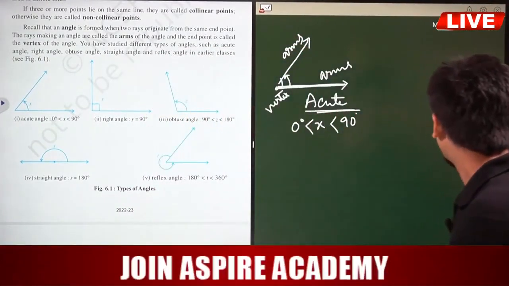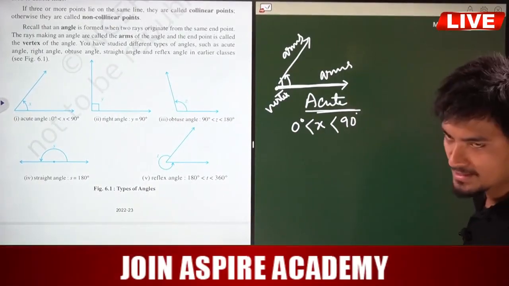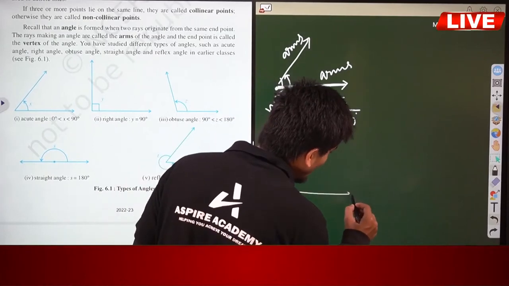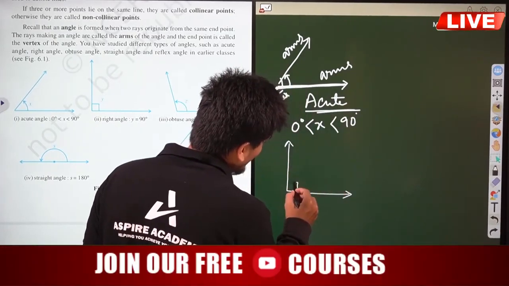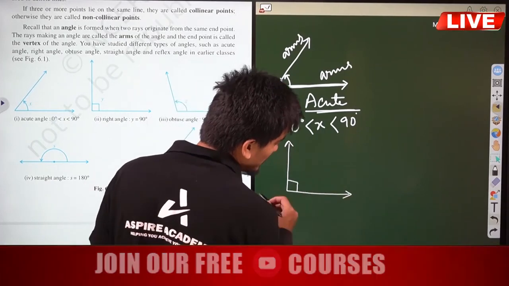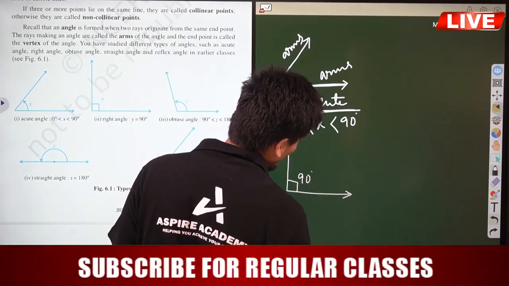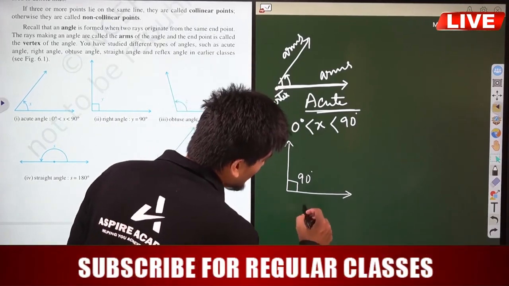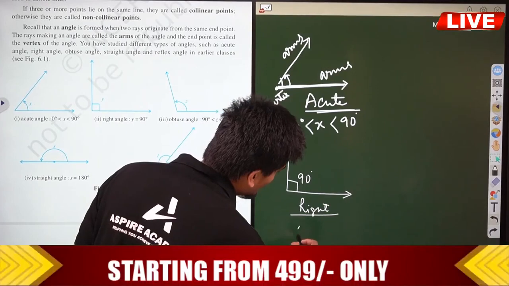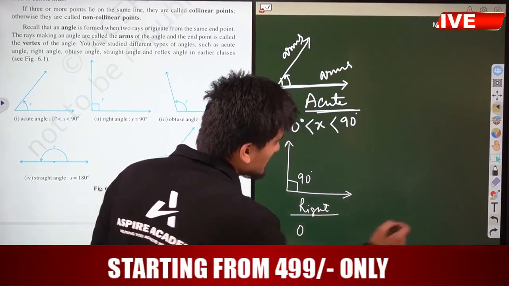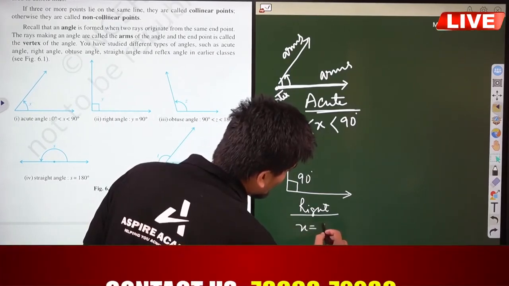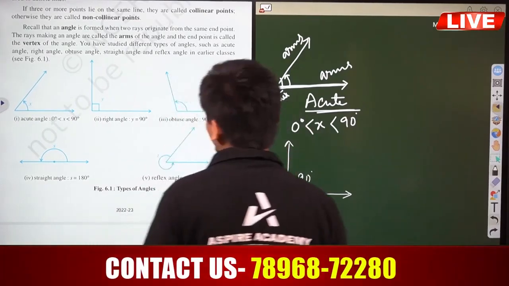Next, you already know what a right angle is, right? From here to here it makes a perpendicular with this line. So this is 90 degrees. That means for a right angle, x is equal to 90 degree, right?